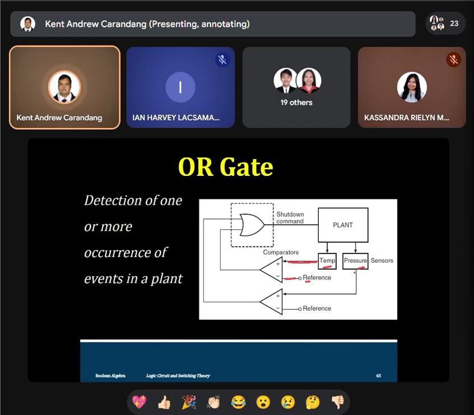So also for the pressure sensor, so this is the pressure reading. So this is the input on the positive side. And if the reference pressure does not match either high or low, it will go down as well. So that is the detection for the OR gate or application of the OR gate. Once that the temperature or pressure sensors does not meet the reference parameters or reference values, it will go down or it will go to shut down. Otherwise, it will still become active.